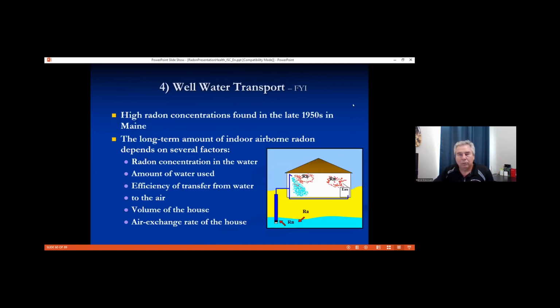We also have well water. So if you have a well and you're in a radon prone area, you may get a lot of radon coming into your home when you're taking baths, showers, using the dishwasher, washing machine. Anytime you heat up water or agitate water, you will outgas a lot of radon if there's a lot of radon in your water.